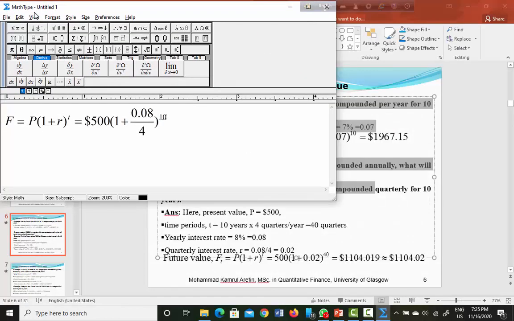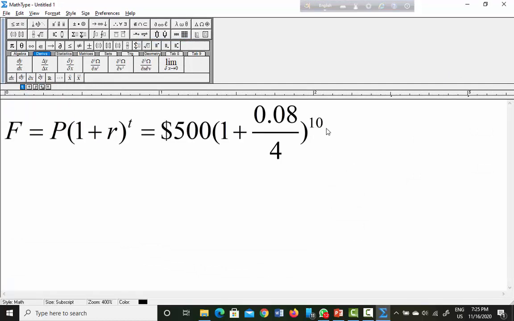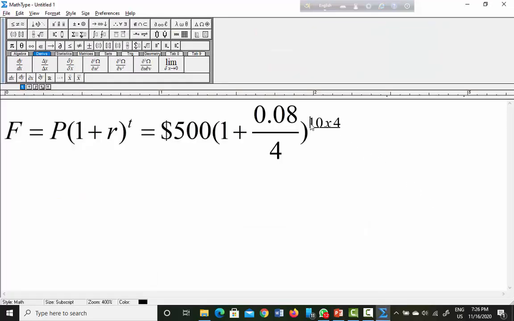Let me zoom in so that you can see it better. The period of investment is 10 years, and in every year we have 4 quarters. So in the upcoming 10 years, interest will be calculated a total of 40 times, that is, 40 quarters. Now if you calculate this, you will get the answer.